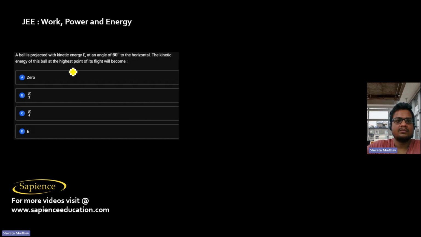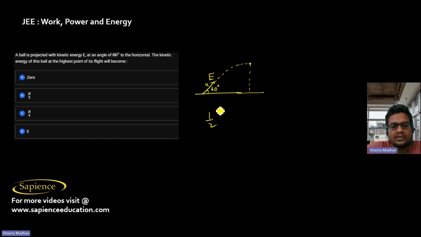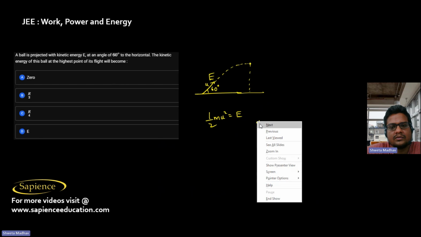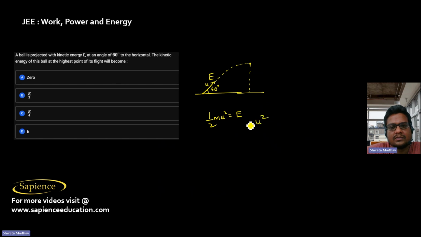Then here it is told a ball is projected with kinetic energy E at an angle of 60 degree with the horizontal. The kinetic energy of the ball at the highest point of its flight will be, what will be the kinetic energy? So here, if the initial velocity is u, then half mu square is equal to E. So u square is equal to 2E by m. So u equals root over 2E by m.